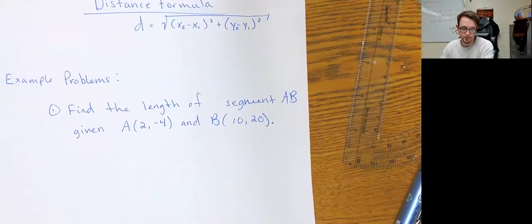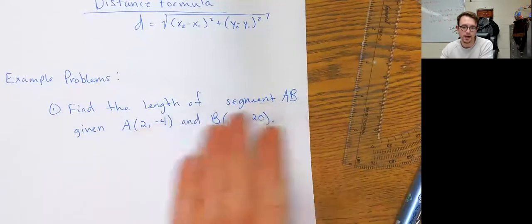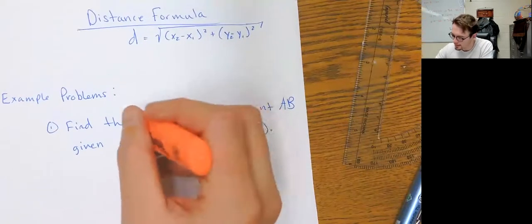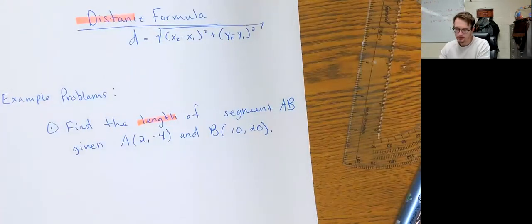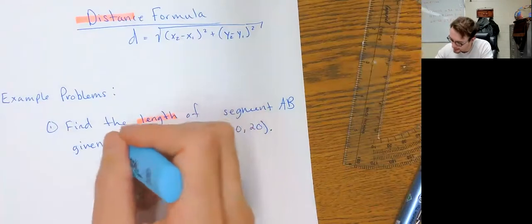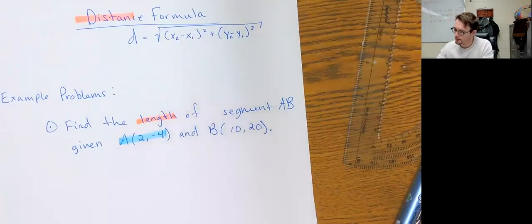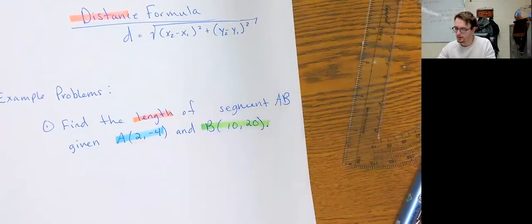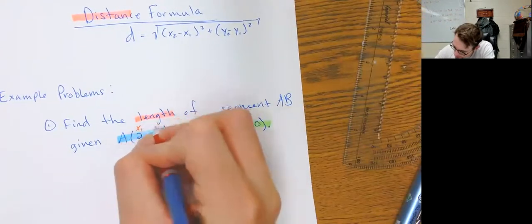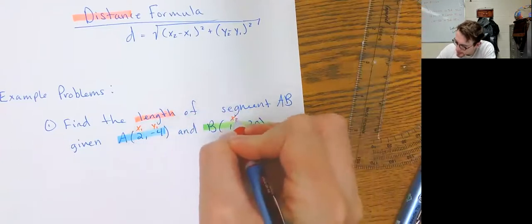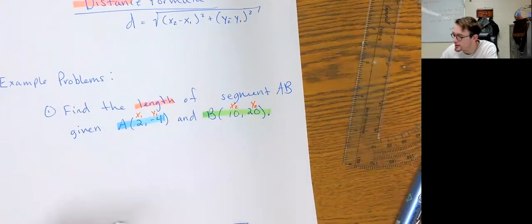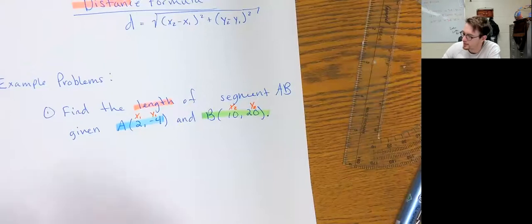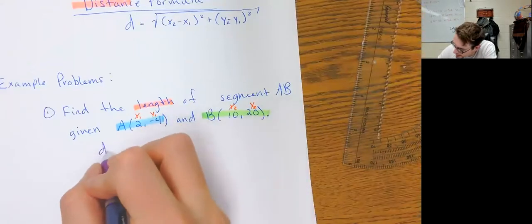So I'm going to highlight. I have my example problems. I want to find the length of segment AB. Find the length. That means distance. So I'm going to highlight one point, highlight my other point. I'm going to label this one x1 and this one y1, which means this one is x2 and this one is y2. Now when I substitute into the distance formula, I guess I have to write the distance formula first. So d equals the square root.